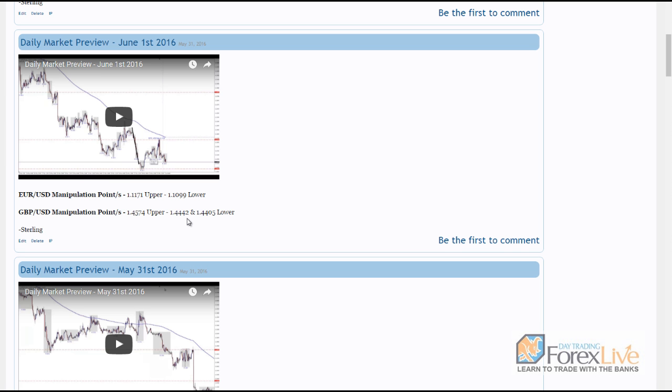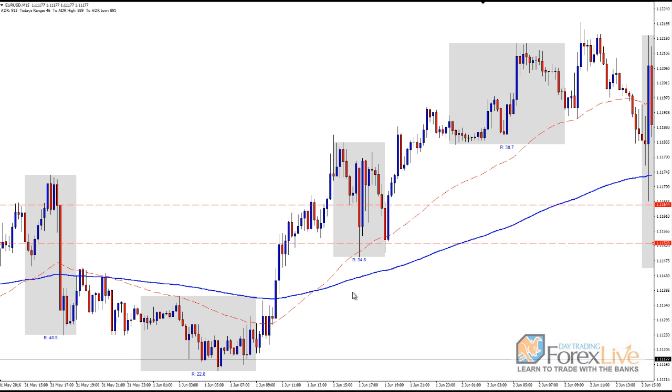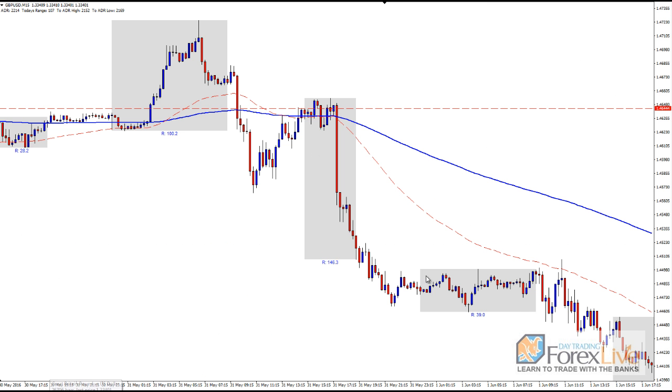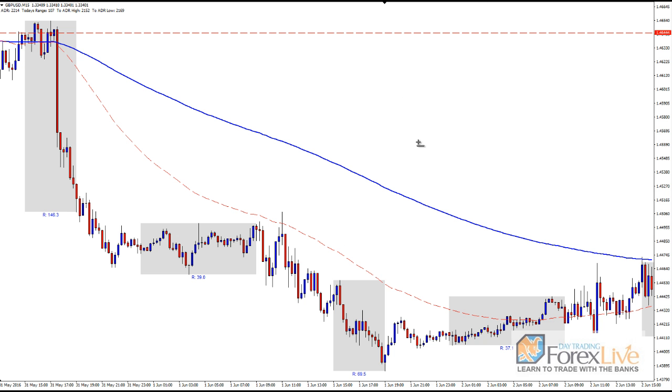So again, 44.42 there. And so that was our one level on the day that had a setup, and it was a lower level. So we came into 44.42. This is on the pound. I think I said euro earlier. So 44.42. Again, started out with a losing trade this month.